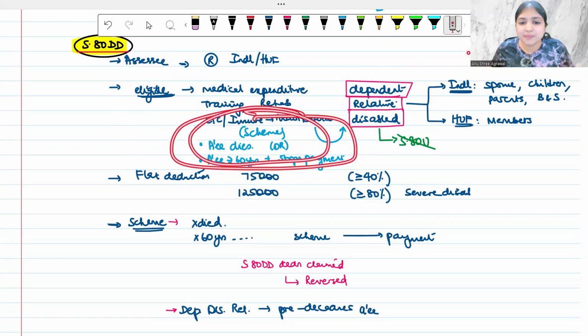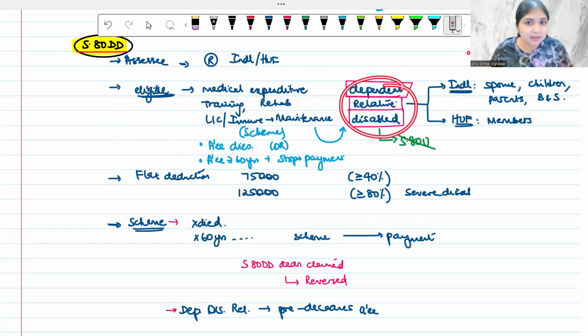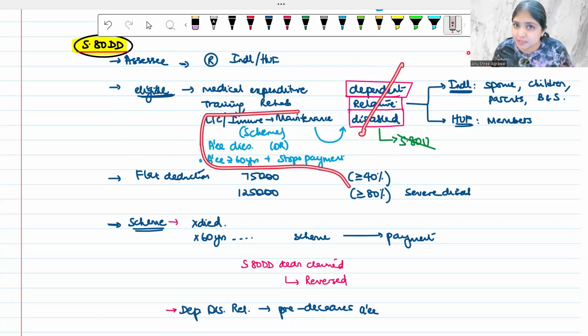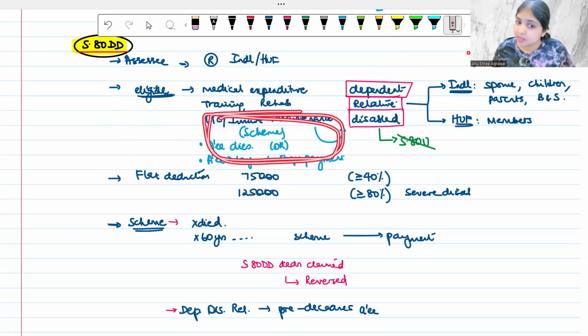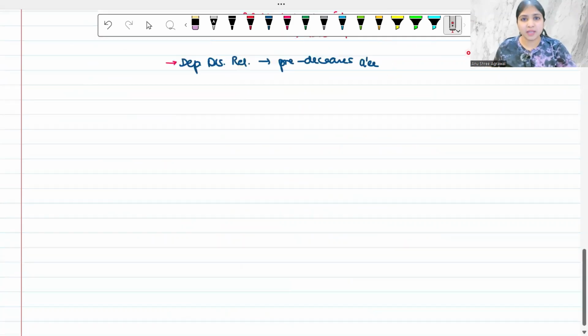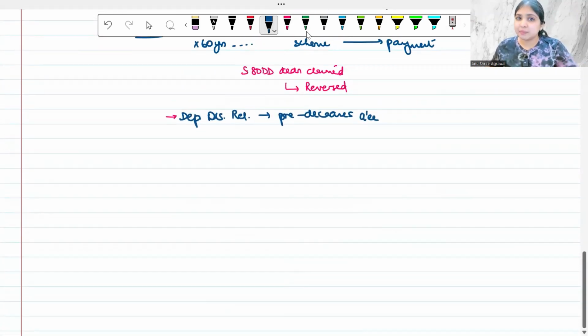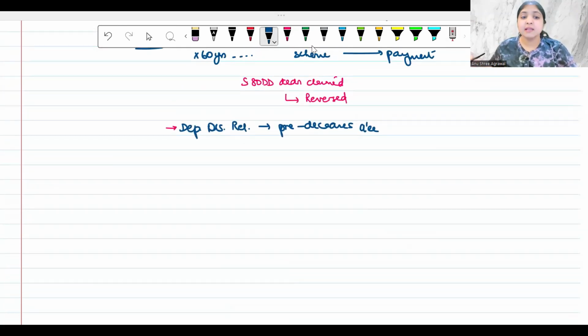Because the scheme was supposed to release money only after the assessee's death to the dependent disabled relative. But the dependent disabled relative itself does not exist anymore. So the scheme has become pointless. So what happens to all the money which has accumulated in the scheme? The scheme will return the money to the assessee. So if the dependent disabled relative predeceases the assessee, then whatever amount was deposited in the scheme all these years will be returned by the scheme back to the assessee, and that sum will be taxable for the assessee.